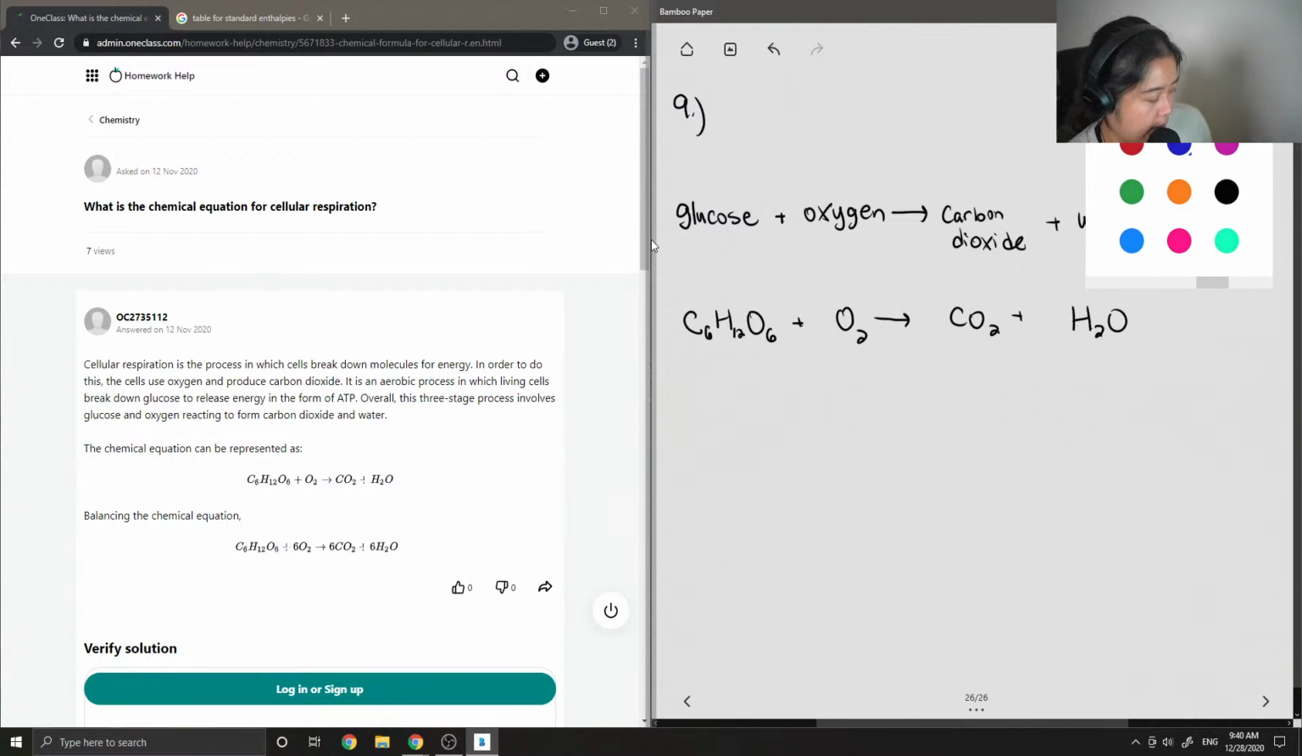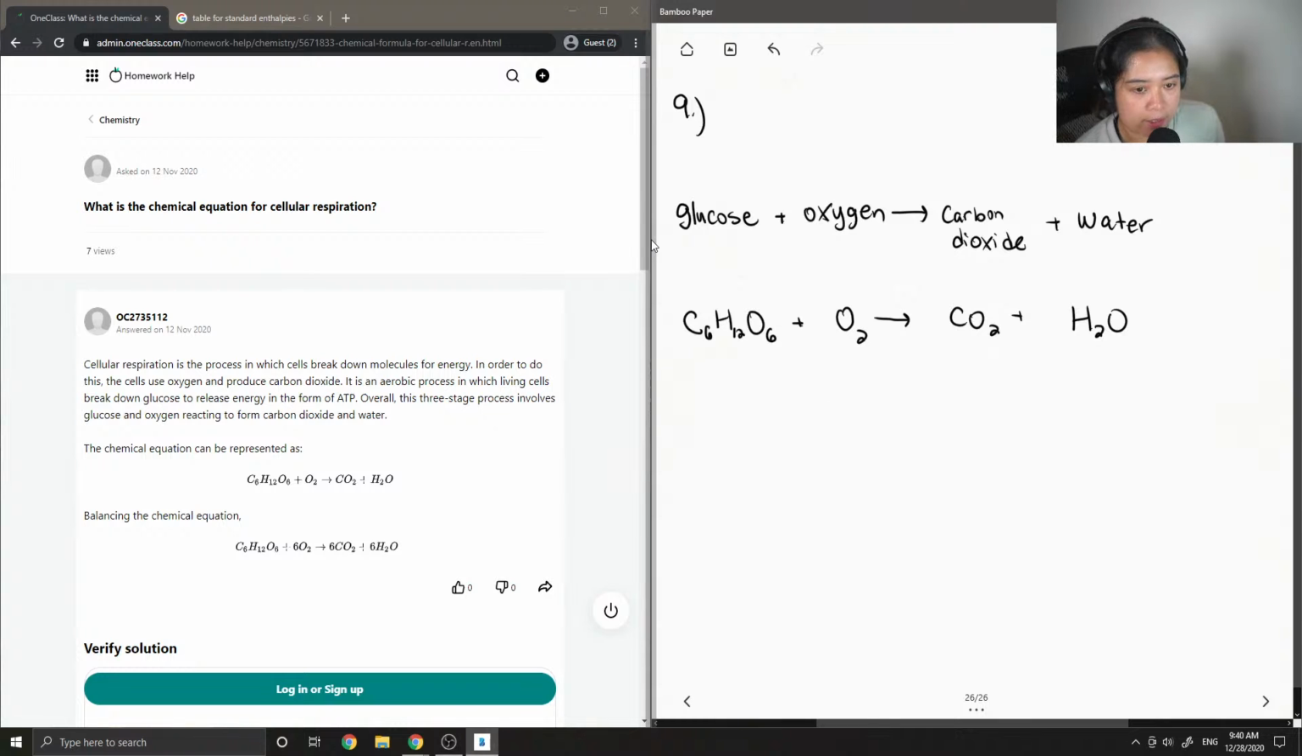So to balance this equation, let's balance the carbons first. So we have 6 carbons on our reactant side. So I'm going to add a coefficient of 6 in front of our carbon dioxide. And notice that oxygen is present in both carbon dioxide and water, so I'm not going to balance the oxygens just yet. I'll balance out the hydrogens. So in our reactant side, there are 12 hydrogens. So I just need to add a coefficient of 6 in front of the H2O.